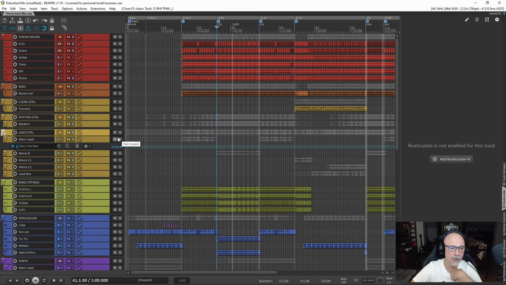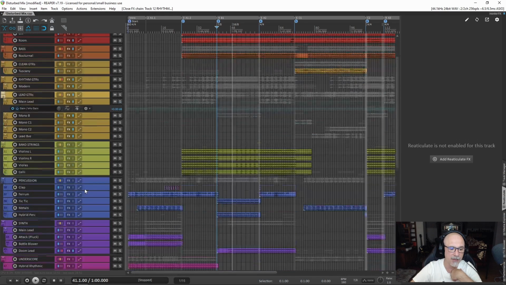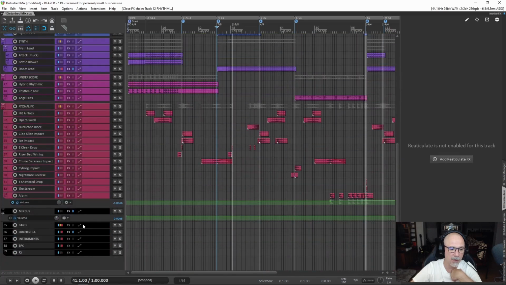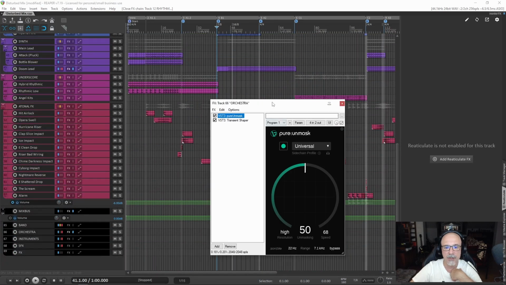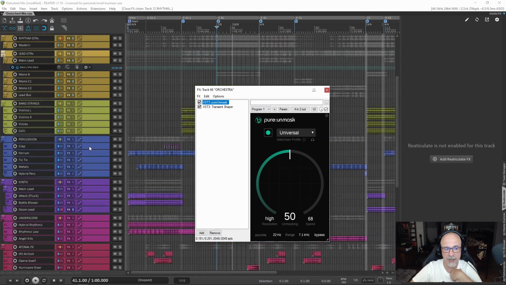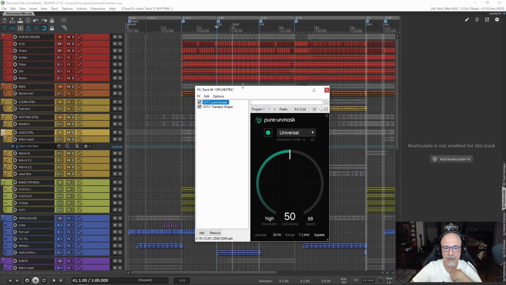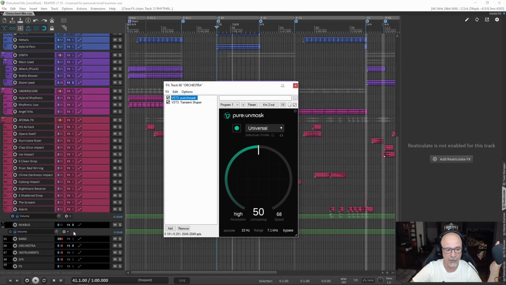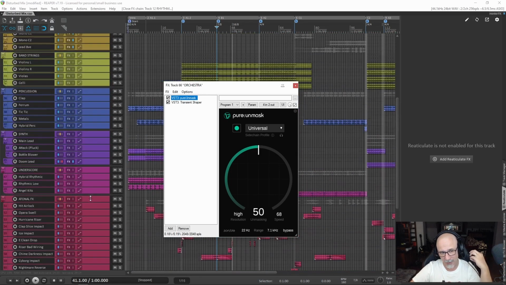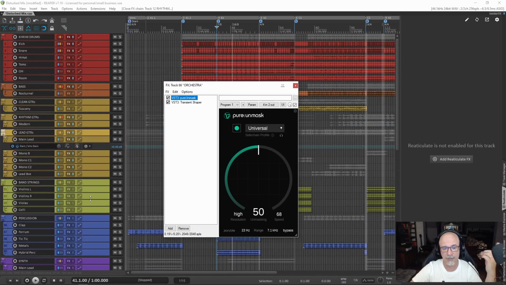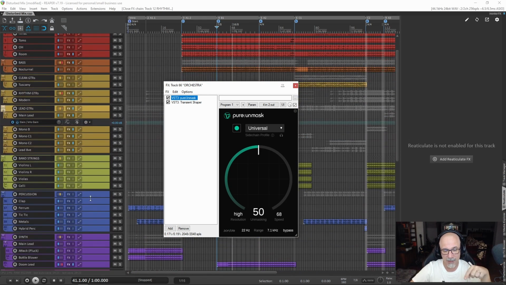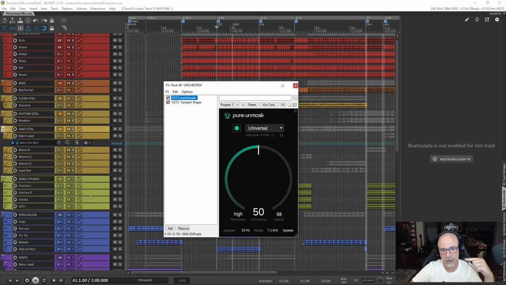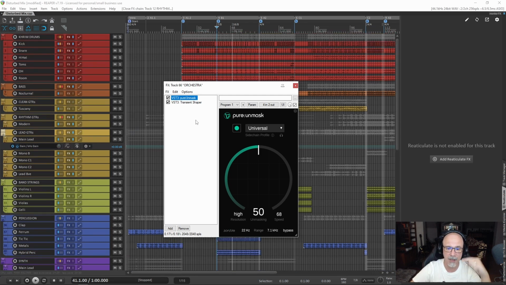So I'm going to show you what Pure Unmask does. I will show it here on the orchestra. This orchestra is basically a bus for everything that is orchestra. In this case, it's only the strings, okay? And the sidechain that is coming here is coming from the band. So the band are the guitars, the bass, and the drums. This bus band is sending a signal to the sidechain of Pure Unmask on orchestra. I'm going to remove it and add it to show you the effect.